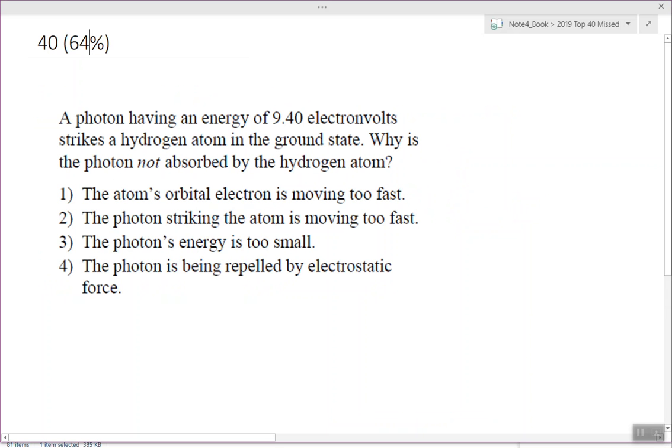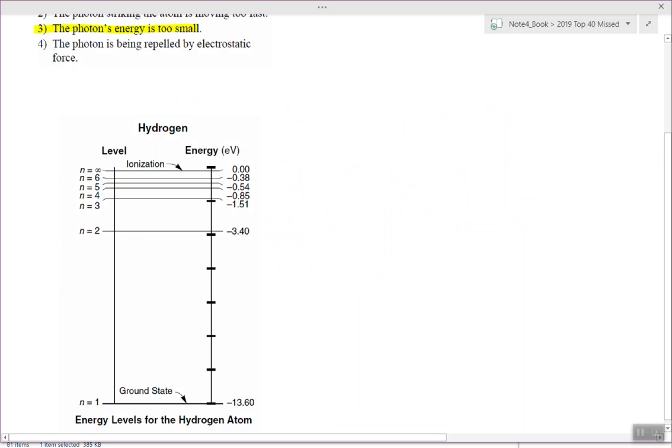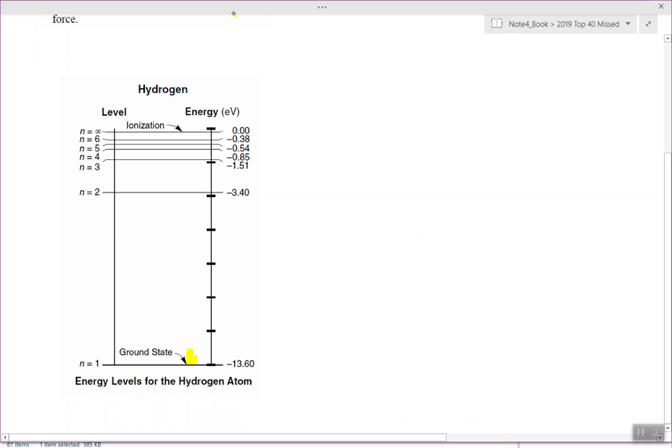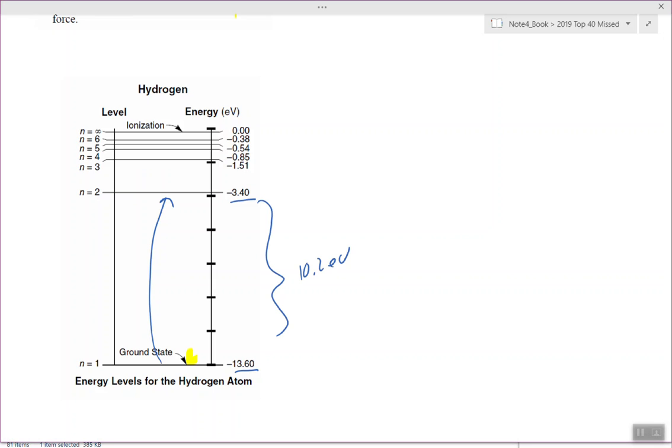Finally, question 40. Woohoo! And for the like 12 people who get to the end of this video, the answer to this is 3. Although it's not just that it's too small, it has to exactly match a transition between energy levels. And if you're in the ground state, the smallest number of electron volts, at least for hydrogen, to go from here to here is 13.6 minus 3.4, which is 10.2 eV. And you don't even have that. By the way, if you gave it 10.3 eV, that wouldn't be absorbed either. But at less than 10.2, you have no chance.